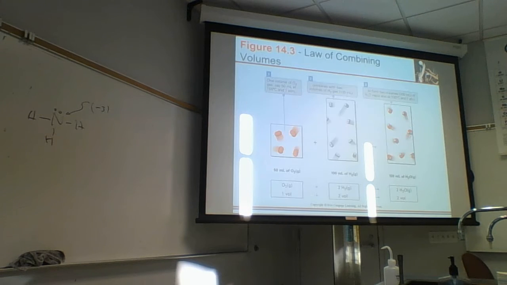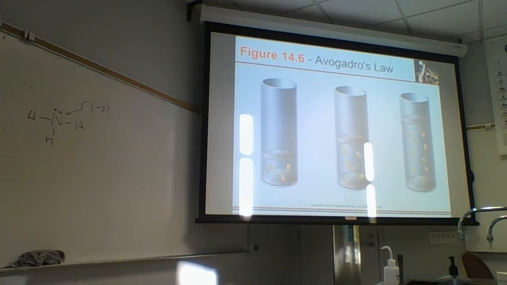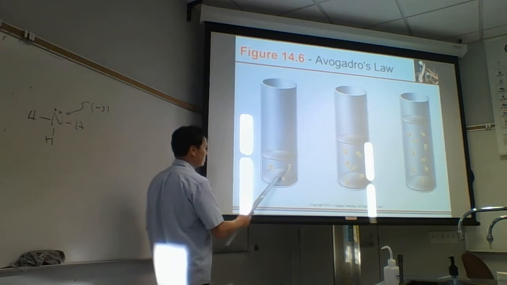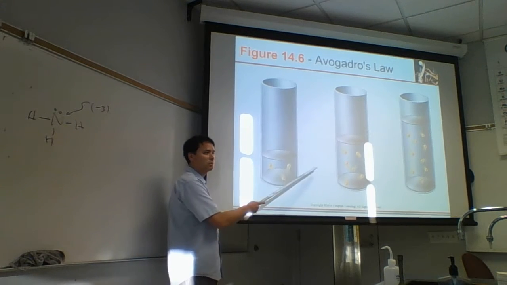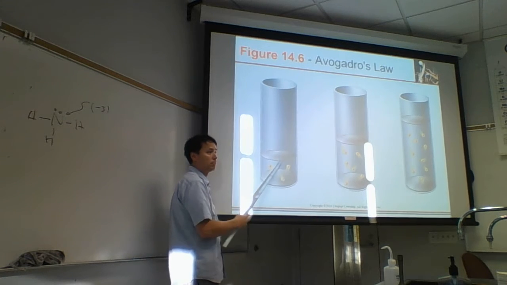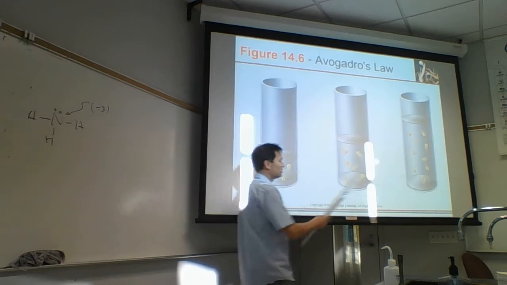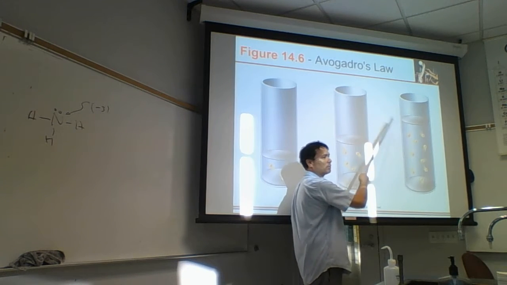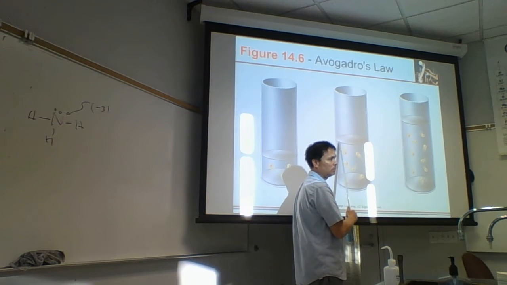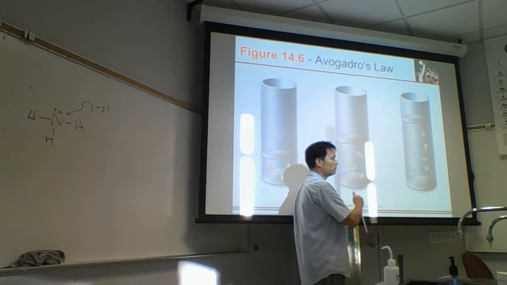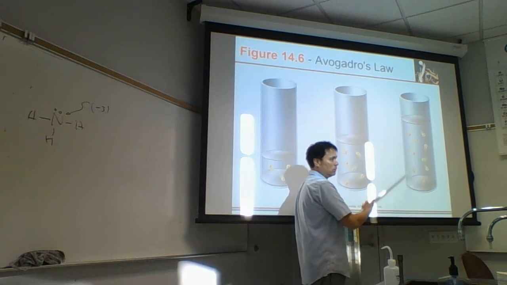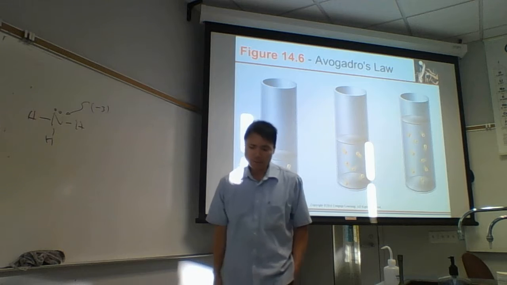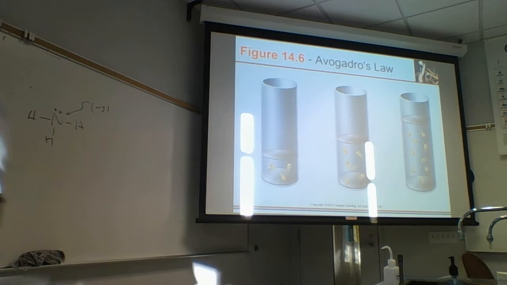And so the volume is directly proportional to the number of particles. Let's say 3 particles takes up this volume. Well, 6 particles will take up twice the volume. 9 particles will take up 3 times the volume. So do you see it's double the number of particles, double the volume, triple the number of particles, we triple the volume. So the volume and the number of particles are directly proportional.